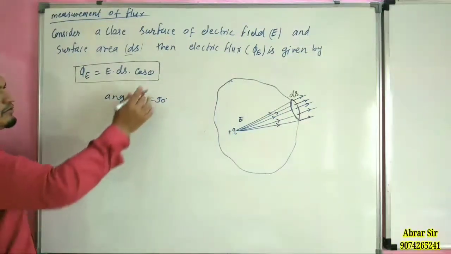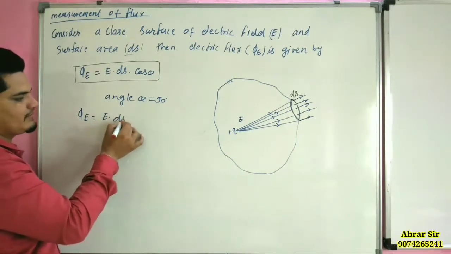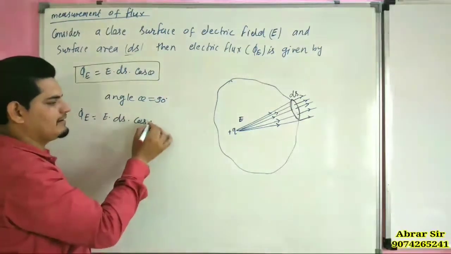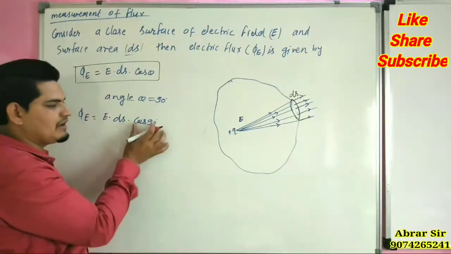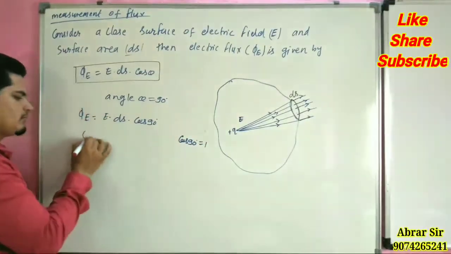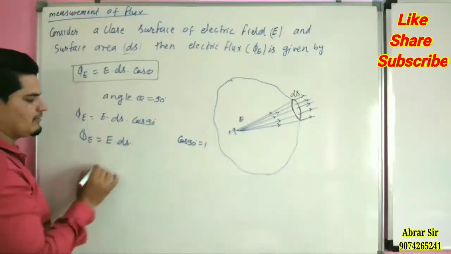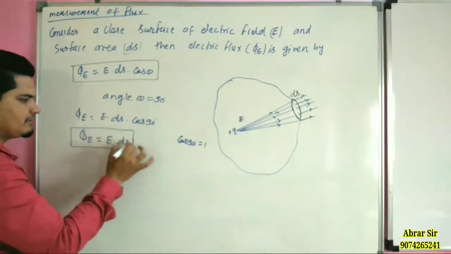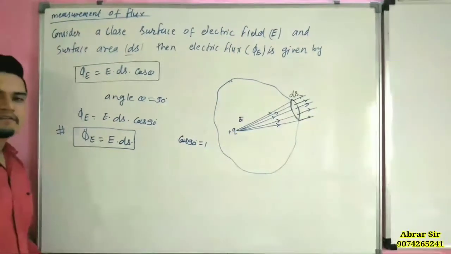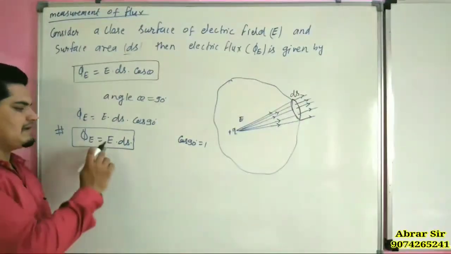to the surface. So when we put phi E equal to E ds cos theta, in place of theta we will put 90 degrees, and we know that cos 90 is 1. So phi E is equal to E ds into 1. This is the actual formula of electric flux. Electric flux can be measured by E ds.